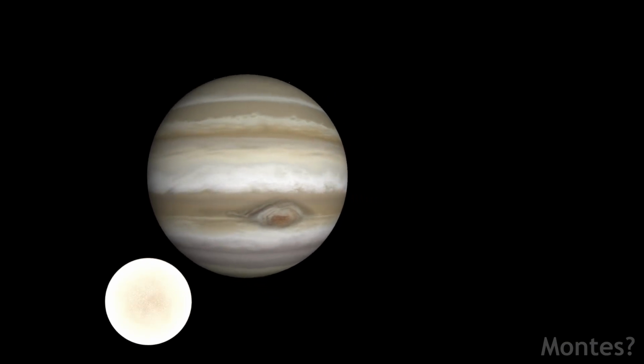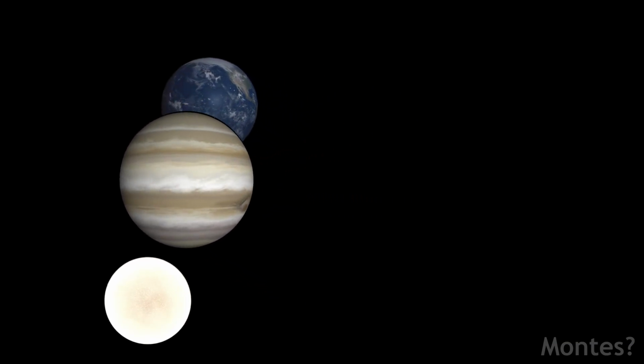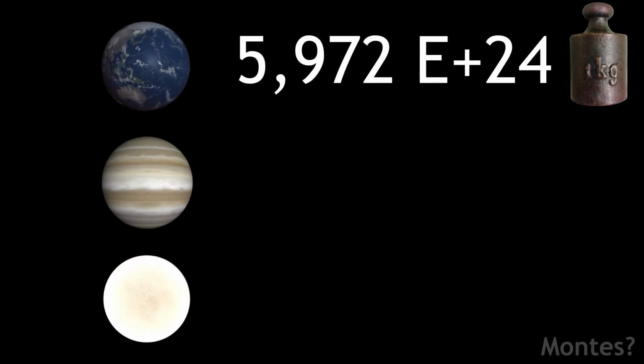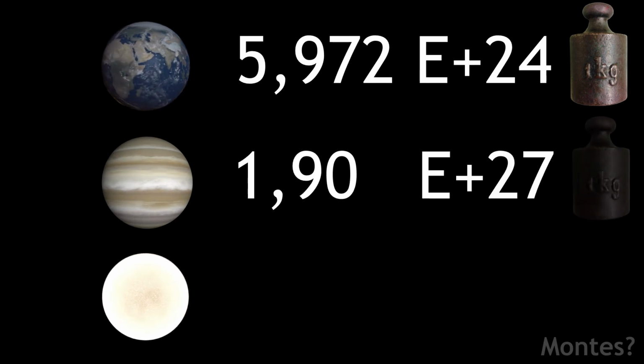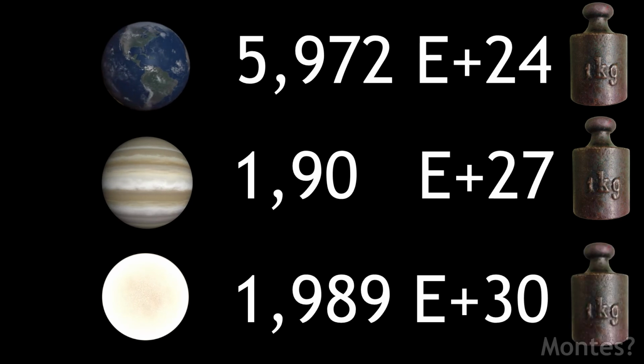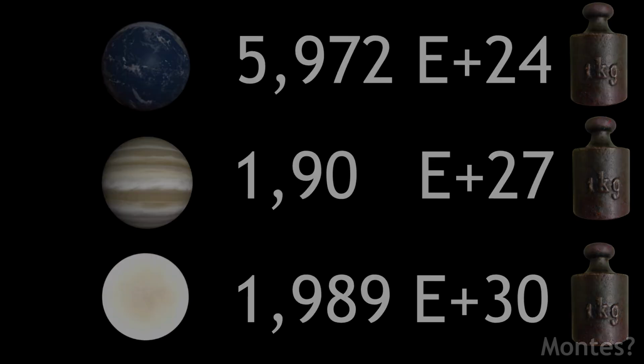Oh, I almost forgot. One Earth mass is equivalent to 5.972 times 10 to the 24th kilograms. One Jupiter mass is equivalent to 1.9 times 10 to the 27th kilograms. And finally, one Sun mass is equivalent to 1.989 times 10 to the 30th kilograms.